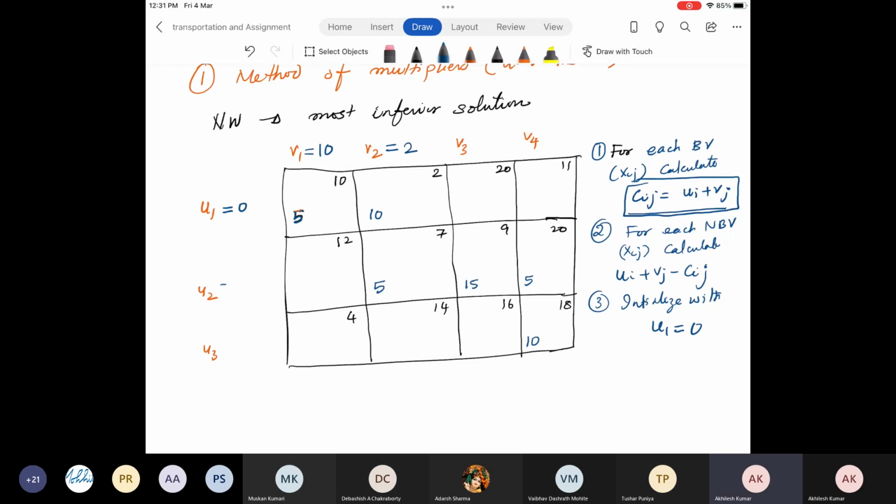Now let's come here. What would U2 be equal to? V2 is 2, C22 is 7, so 7 minus 2 equals 5. Agree? Similarly, now you can calculate V3, which is 9 minus 5, 4, and V4, 20 minus 5, 15. Now you can calculate your U3, which equals 18 minus 15 equals 3. Just look at whether you have understood the calculation.